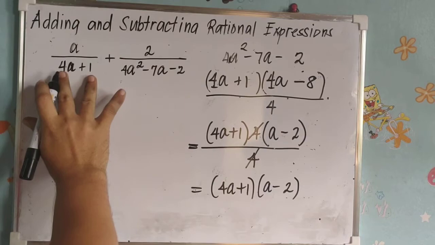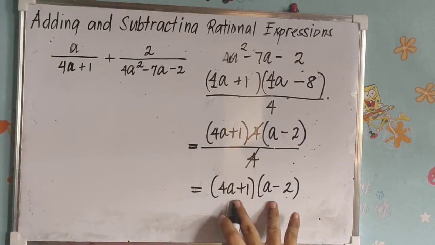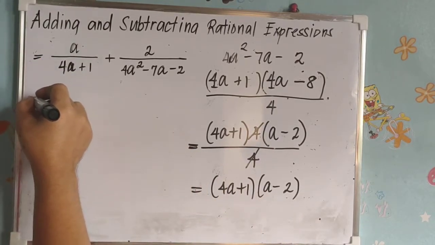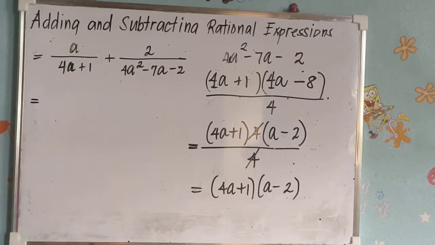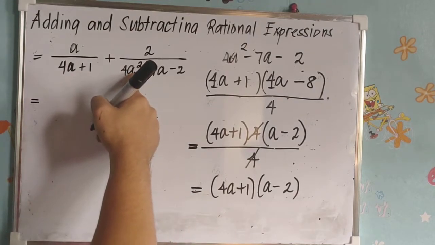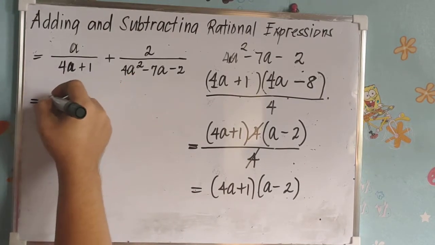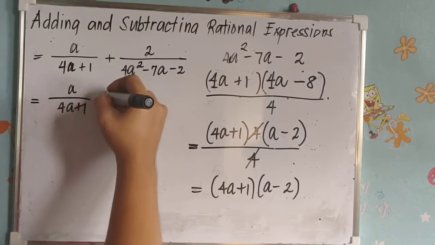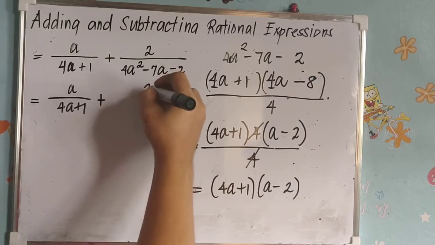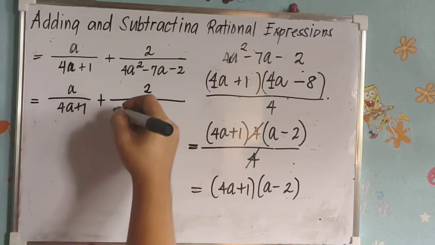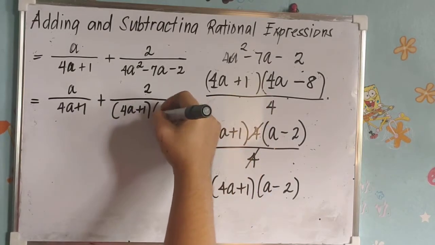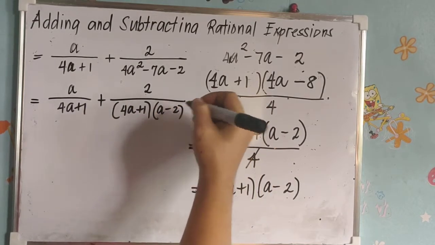So we have the quantity 4a plus 1 times the quantity a minus 2. It is very important that we write this in factored form. We have a over 4a plus 1 plus 2 over the quantity 4a plus 1 times the quantity a minus 2.